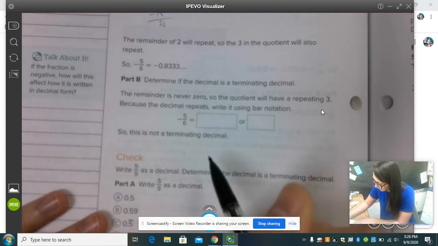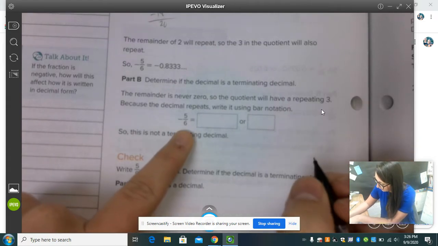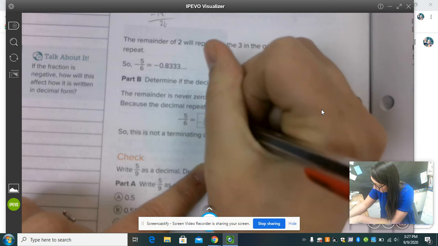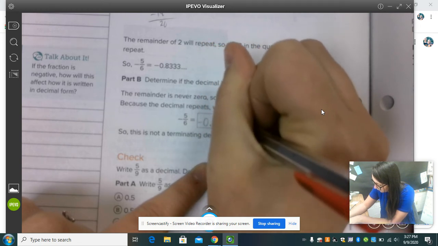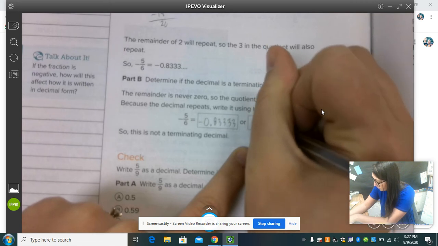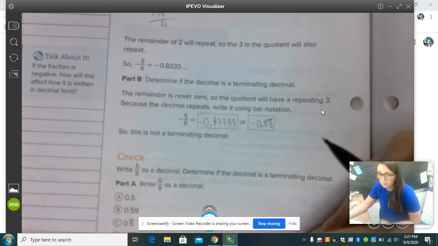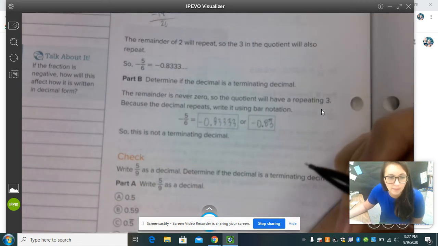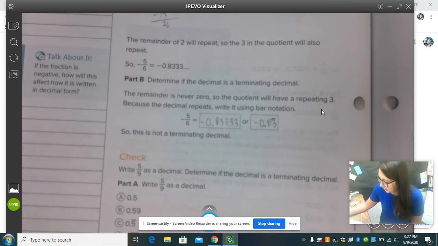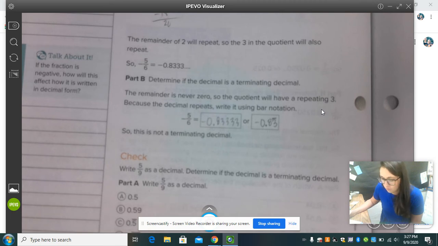Write it using bar notation. So -5/6 is -0.83333, or just -0.83 with a bar over that 3. Okay, this is not a terminating decimal. And we'll do this check on the Google form linked below.